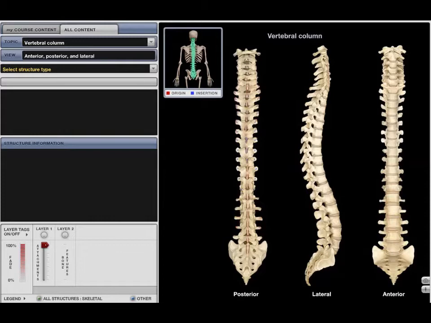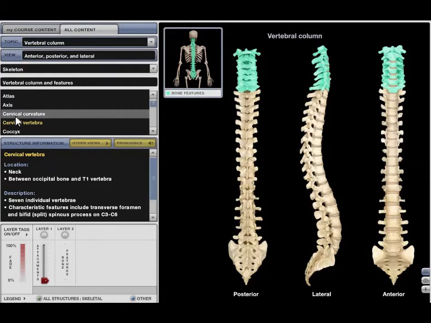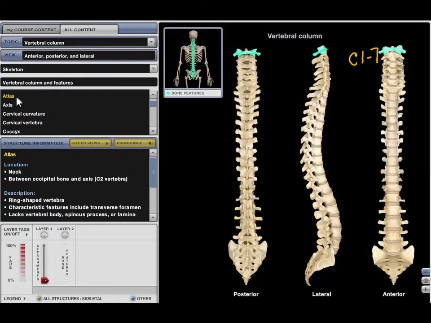In the first part of this tutorial, we'll take a look at the 5 regional divisions of the vertebral column, and we'll start at the superior end. So first, there are 7 cervical vertebrae. We call these C1 through C7. And the cervical vertebrae form the bones of the neck. You should be familiar with the specific features of the first 2 cervical vertebrae.